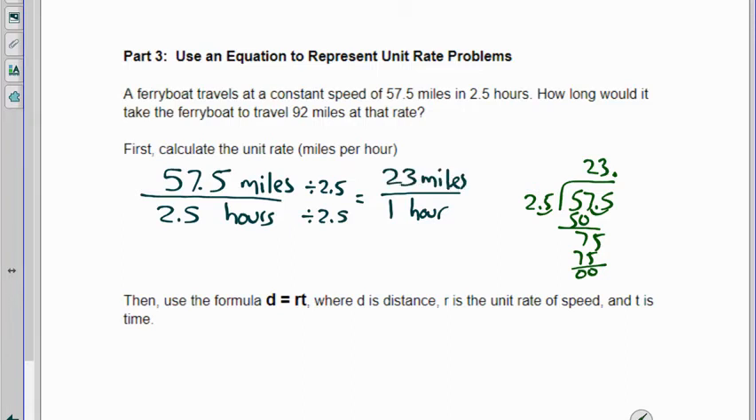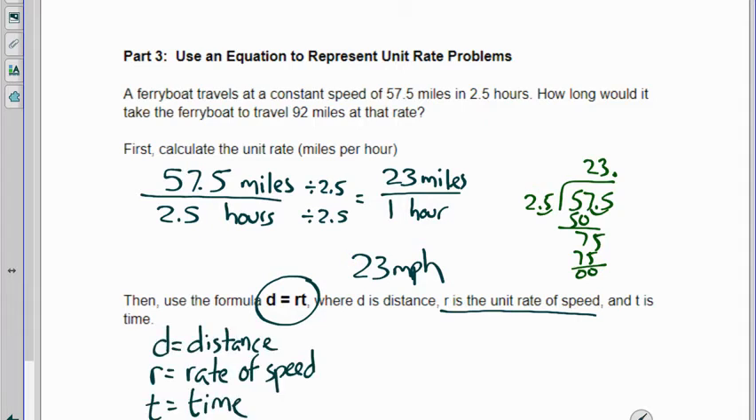Now, 23 miles per hour, you also might see that as 23 mph, miles per hour, is a rate. And we use this variable r as a unit rate of speed in the formula distance equals rate times time. D is distance, r is rate, the unit rate of speed, and t is time. We calculated the rate of speed as 23 miles per hour, and they told us the distance we're looking for is 92 miles. And what we're trying to find is the time.